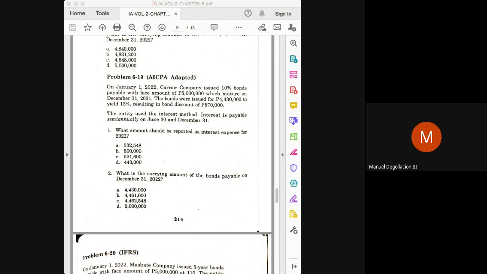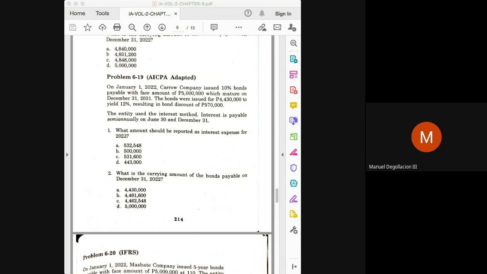4,430 times 12%. Okay, and you would get 531,600, and that would be very tempting, especially since it is in the choices. But the 531,600 choice is incorrect because you are simply computing it as if the interest payment happens annually, but that is not the case.